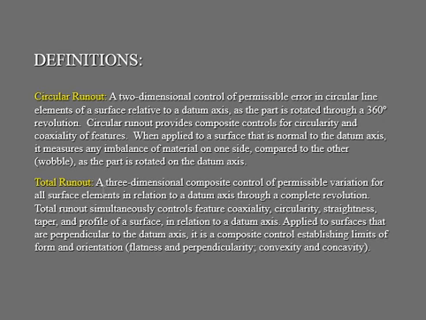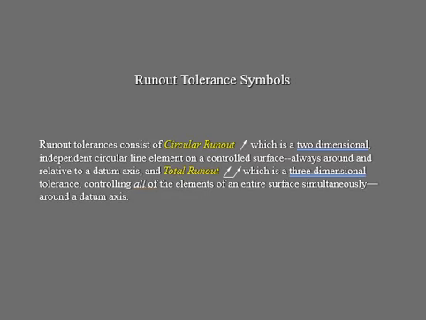Total runout is going to be your three-dimensional composite control. You're dealing with your coaxiality, your circularity, and the straightness, taper, and profile surface in relation to your datum axis. You have to do it in three dimensions because you're dealing with three different things. All right, so let's get into the very first one, your runout tolerance.